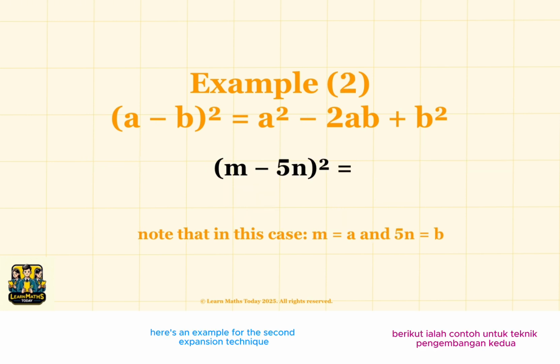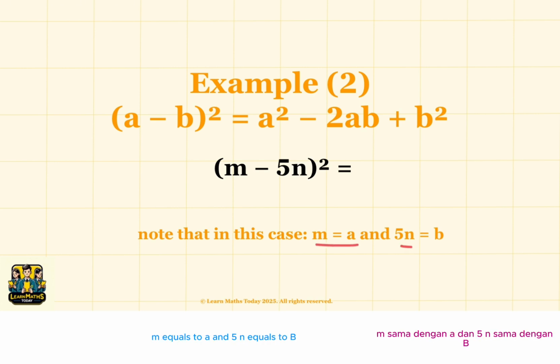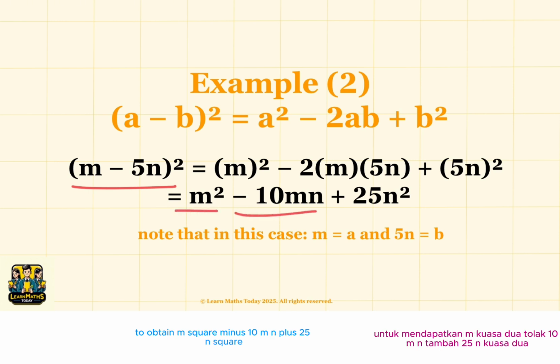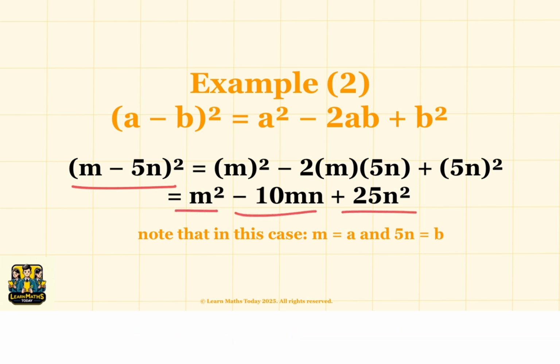Here's an example for the second expansion technique. Note that in this case m equals a and 5n equals b. Using the expansion technique we learned, we will now expand the square of m - 5n to obtain m² - 10mn + 25n².